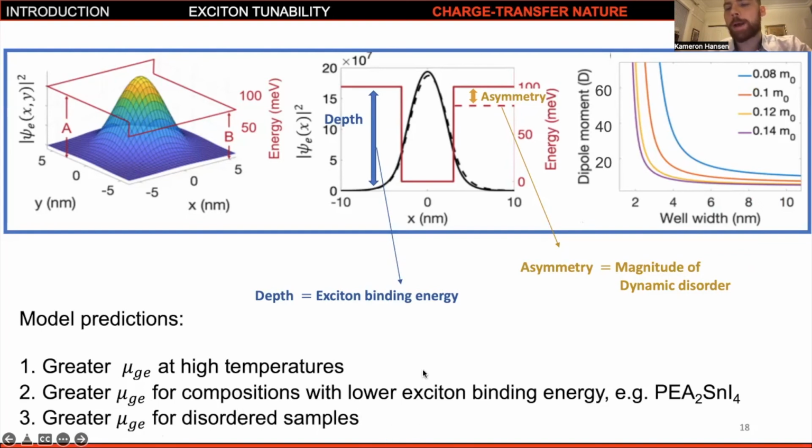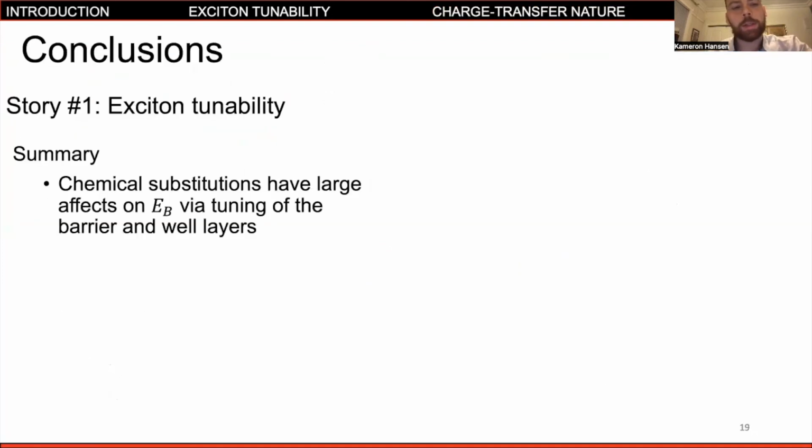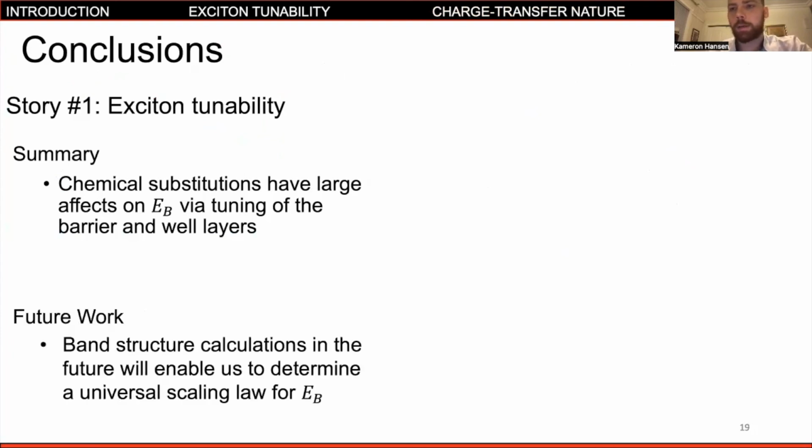And we are working with computationalists to actually run these calculations from first principles and calculate the excited electron and hole wave functions under different disorder regimes, and to capture this dipole moment effect. Just to conclude here, on exciton tunability, we see that substituting in chemicals largely affects the binding energy, and it can be tuned over a wide range.